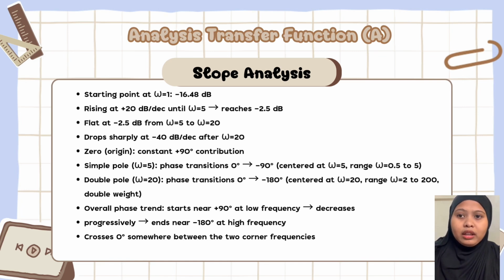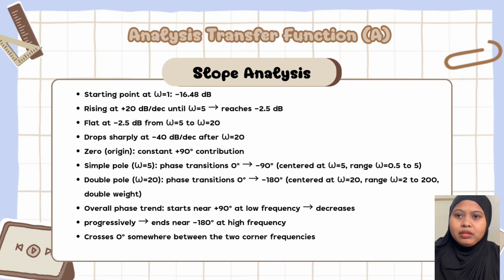Next is a flat section at negative 2.5 dB from omega 5 to omega 20. Lastly is a drop at negative 40 dB per decade, a slope after omega equal to 20.